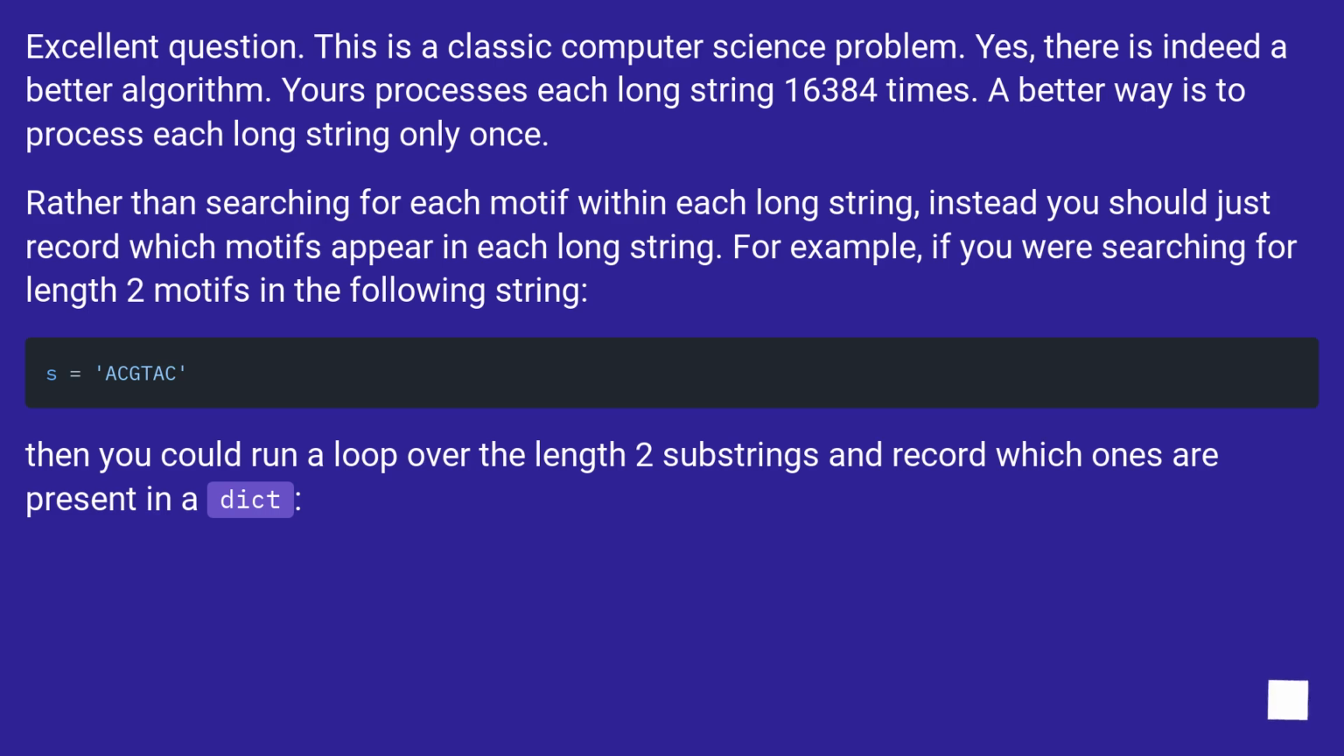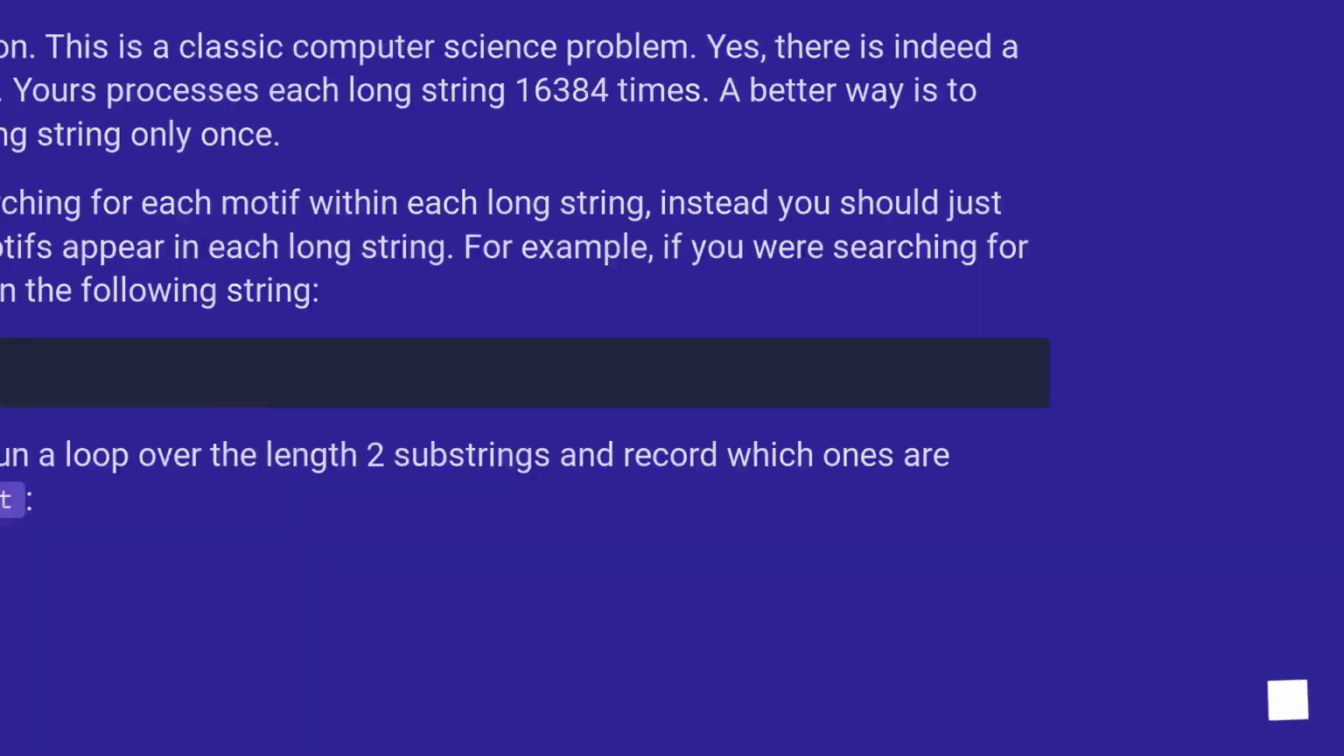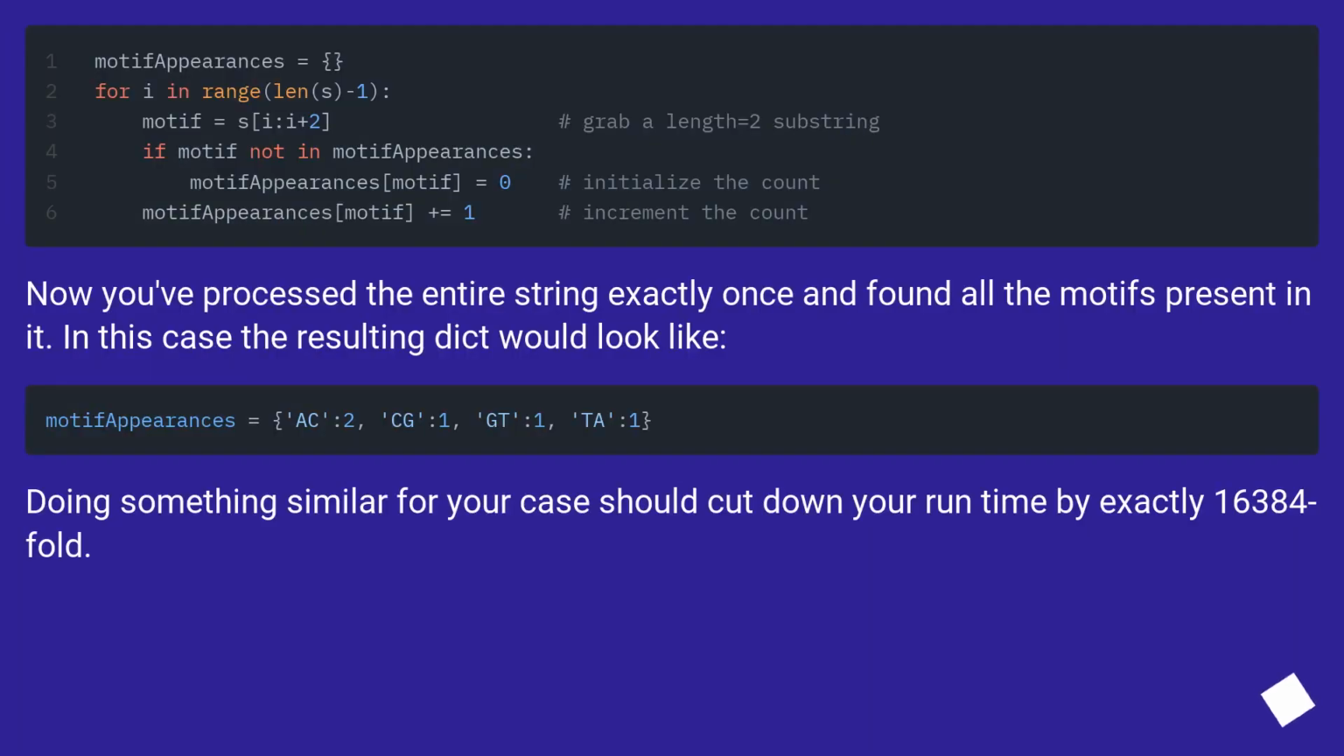then you could run a loop over the length 2 substrings and record which ones are present in a dict. Now you've processed the entire string exactly once and found all the motifs present in it. In this case, the resulting dict would look like this. Doing something similar for your case should cut down your runtime by exactly 16,384-fold.